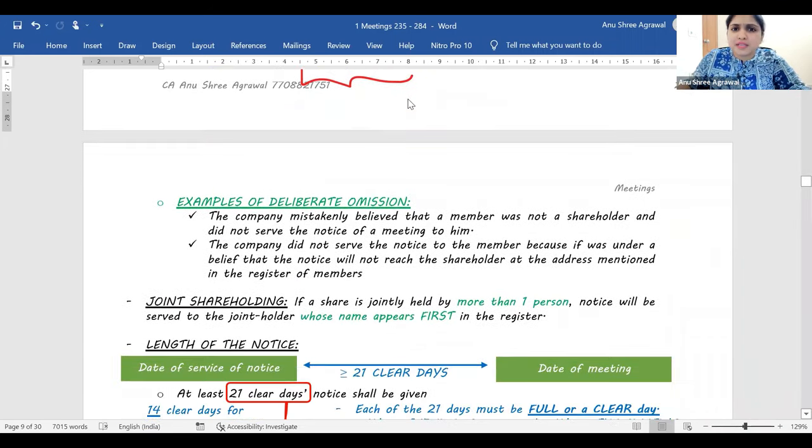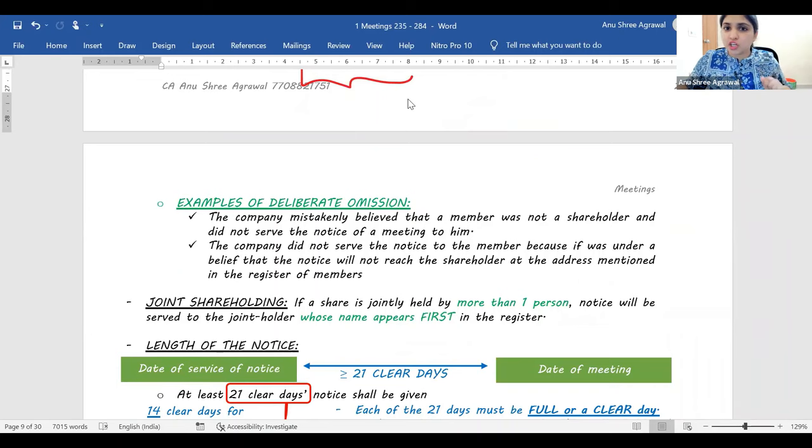Then if the company says, I did not give notice to this particular shareholder because I did not even know he's a shareholder of the company. The company did not give me notice, okay. The company is giving a justification. We did not give a notice to ANUSHREE because we did not even know she is a shareholder, first of all. Deliberate omission or accidental omission?